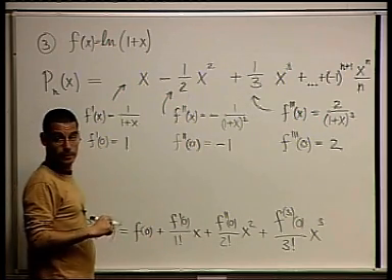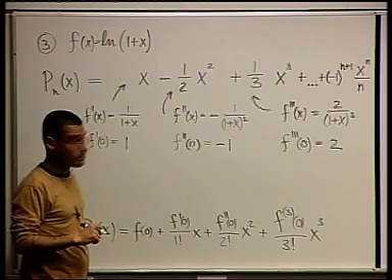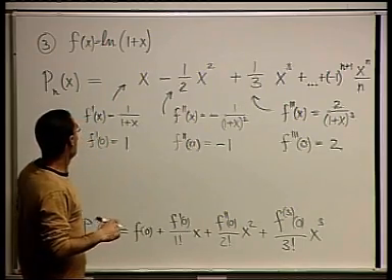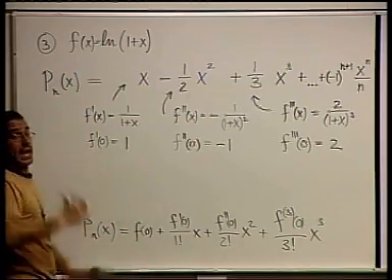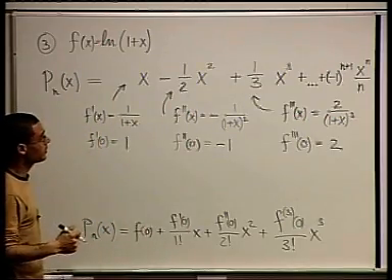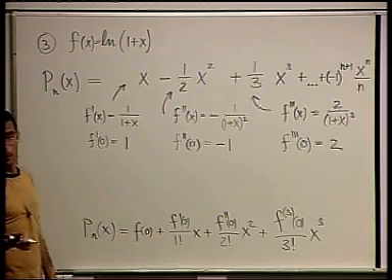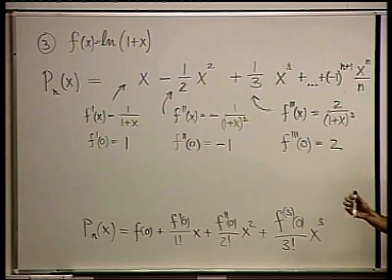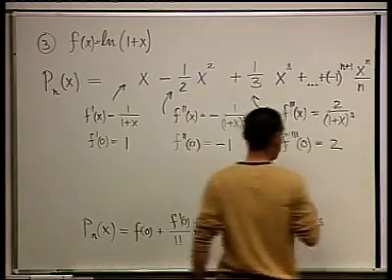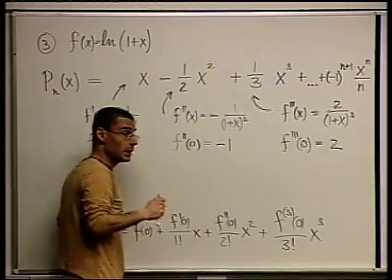Are we always going to have to give the general term? Depends on what the question is. If the question is find the polynomial of degree n, then yeah, that's what you have to write. If the question is find the polynomial of degree 3, then you stop here. Is there always a general term? Is there always a pattern? In most useful examples, yes. Okay?